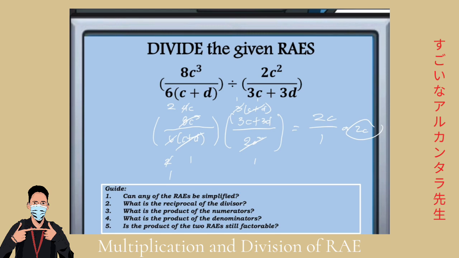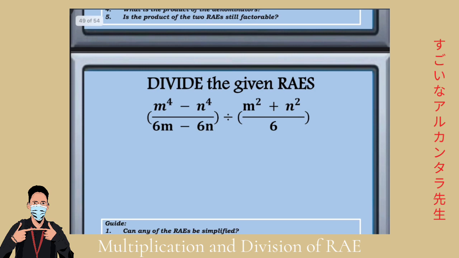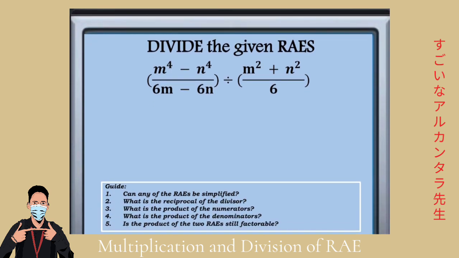Do we still have some more? I guess so. Let's see. Okay, now we have your numerator as a difference of two squares, so we can factor that out as m squared plus n squared, and we multiply that to m squared minus n squared, because that's the difference of two squares. This one can be simplified given that the GCF is 6 times the quantity m minus n. Similarly, this one, you should flip it first, so 6 all over m squared plus n squared.